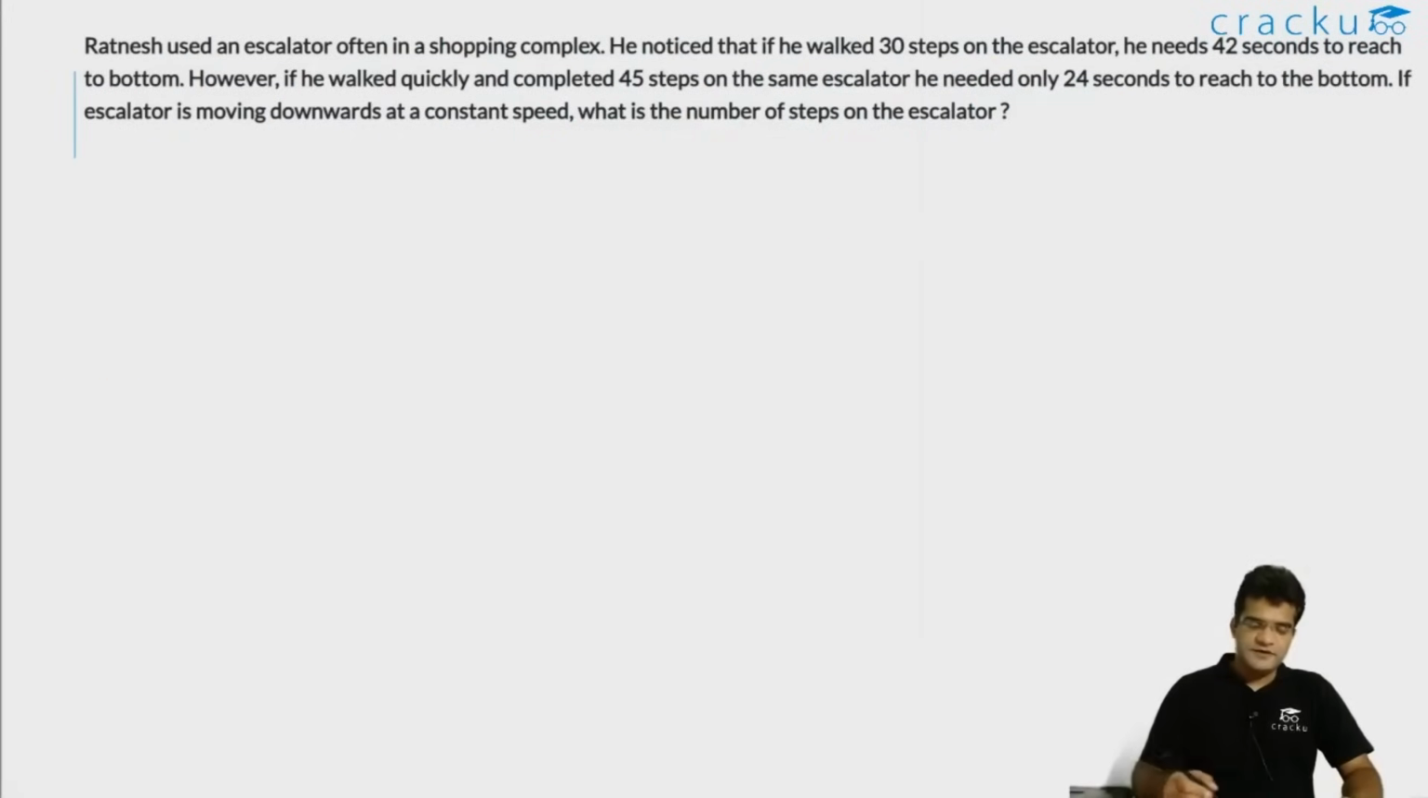In this question, we are told that Ratnesh is using an escalator in a shopping complex. If he moves slowly, the escalator is also going down, and if he is going slowly down and covers only 30 steps, then it takes 42 seconds to reach the bottom. But if he is walking fast and covers 45 steps on the escalator, then it takes only 24 seconds to reach the bottom. Now we are required to find out the number of steps on the escalator.